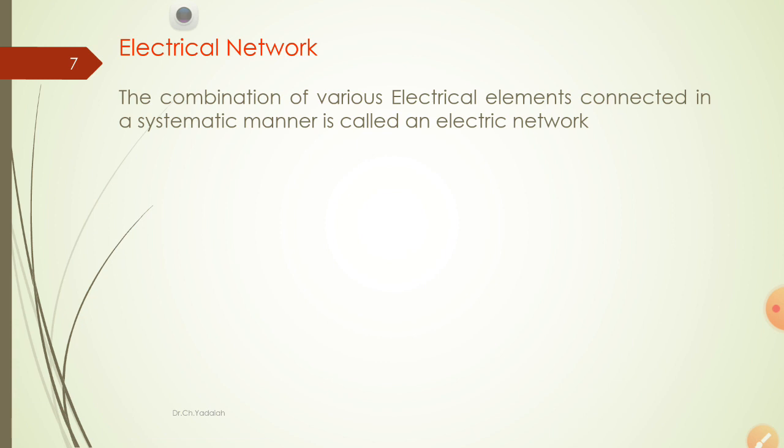Electrical elements, and at the same time the source is the batteries, and various electrical elements, whether load or source. Load is resistive load, inductive load, capacitive load, and source is the battery or generator. These are all connected in a systematic way, which is known as an electrical circuit. The combination of various electrical elements connected in a systematic manner is called an electric network.